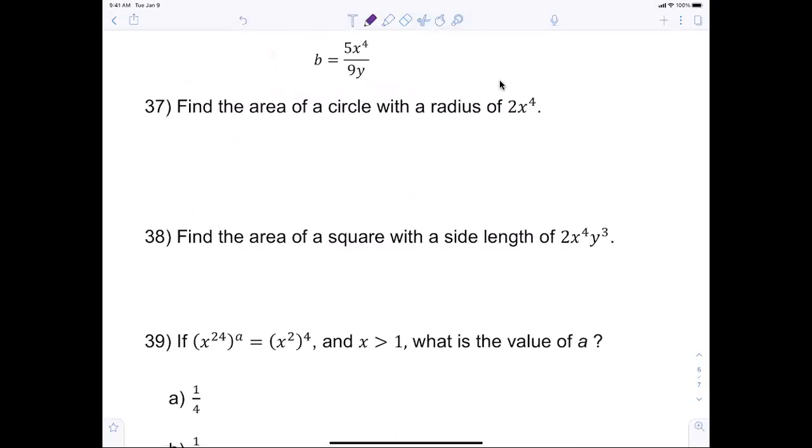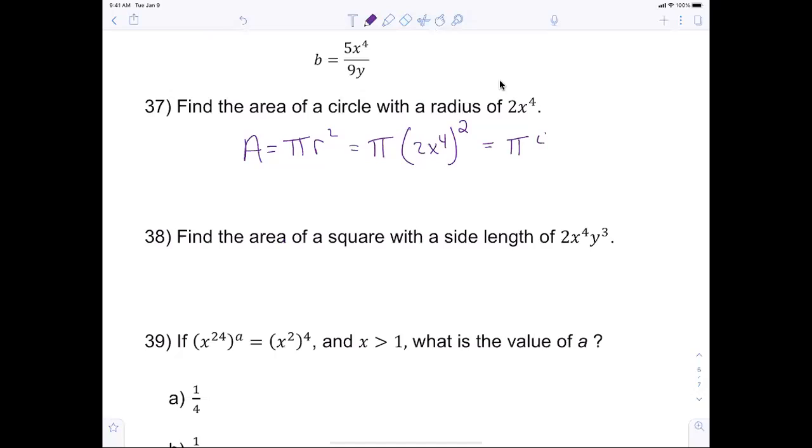37. Who remembers the formula for area of a circle? Pi r squared. Make sure you know that for the test. So now area equals pi. What is the radius? 2x to the 4th. And what do I do with that? Plug it into r. Square it. That is correct. So now pi, what's 2 squared?